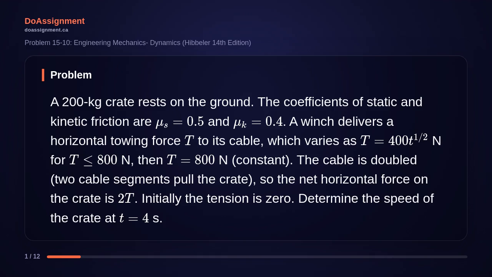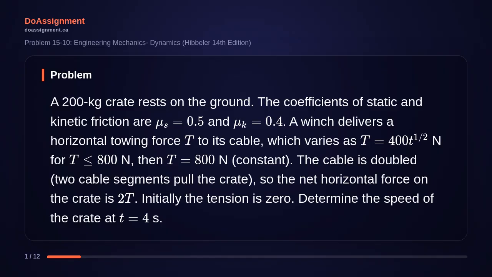A 200-kilogram crate rests on the ground. The coefficients of static and kinetic friction are μs equals 0.5 and μk equals 0.4. A winch delivers a horizontal towing force T to its cable, which varies as T equals 400 times t to the 1/2 in newtons, while T is less than or equal to 800 newtons, after which T remains constant at 800 newtons. The cable is doubled, meaning 2 cable segments pull the crate, so the net horizontal force on the crate is 2T. Initially, the tension is 0. Determine the speed of the crate at t equals 4 seconds.